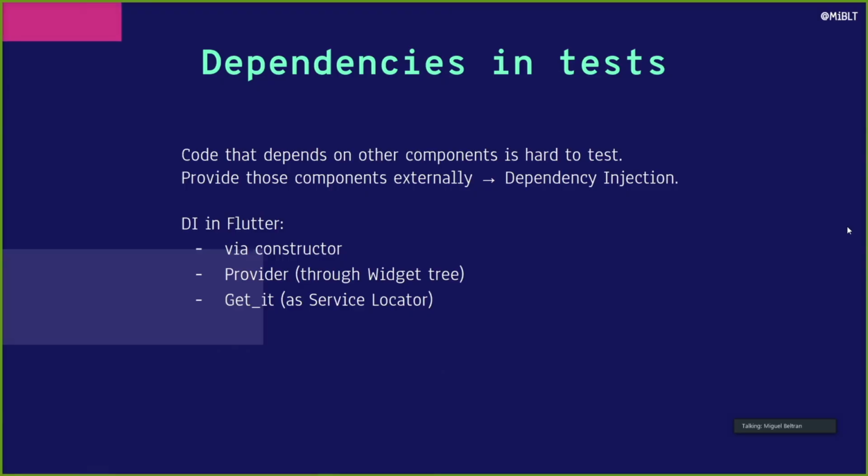Constructor means that we pass the dependencies per parameter. Provider is a way to pass dependencies down the widget tree, which also has a lot of other cool features. And get_it is another way to provide dependencies that does not depend on the build context, so that helps in other cases.